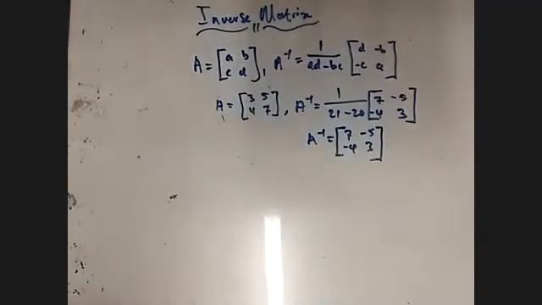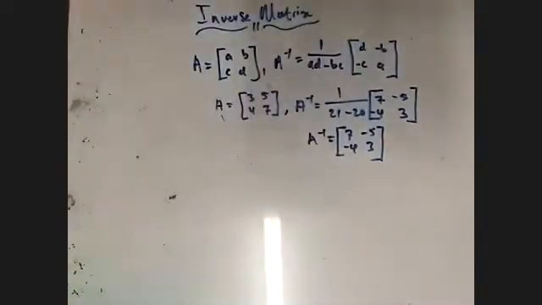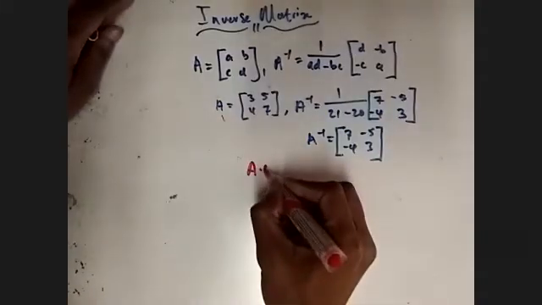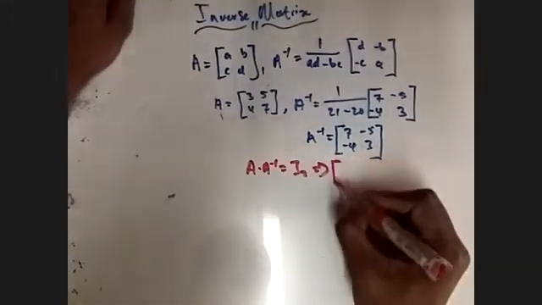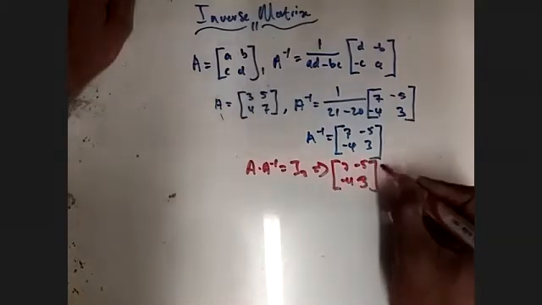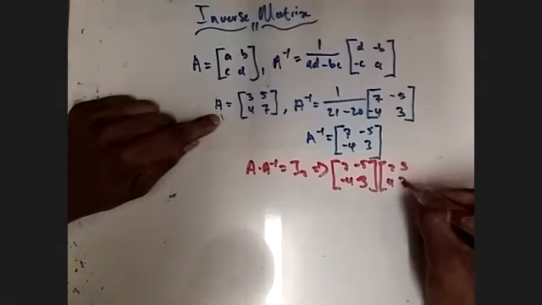Let us check if this is true. If you wrote it down, please check it with me. It's 7, -5, -4, and 3. I said it's important for us to check: A times A inverse must give us I2. So it becomes 7, -5, -4, 3 multiplied by A, which is 3, 5, 4, 7.